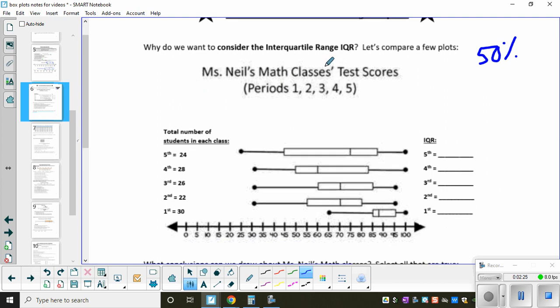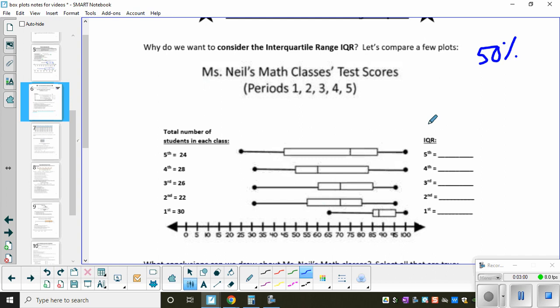What we look at here is a teacher, Miss Neal, who has 5 different classes, and these are the box plots to represent the scores. In her first period class, there are 30 students. In second period, there are 22 students, and so on. So each class does vary in size. When I look at the data, one thing that stands out to me is that the scores in her 5th period class appear to be really spread out. The scores in her first period class seem to be closely clustered together.